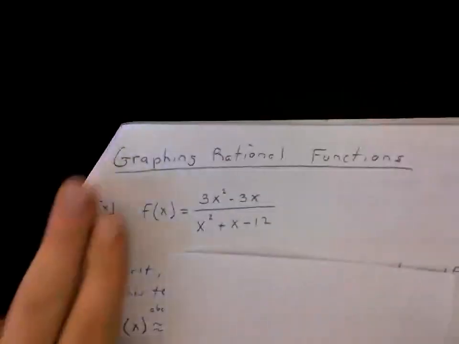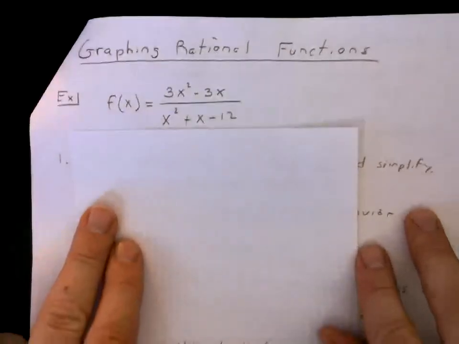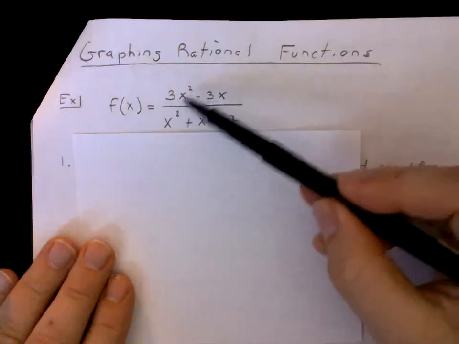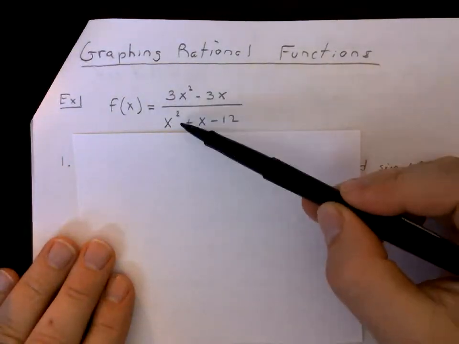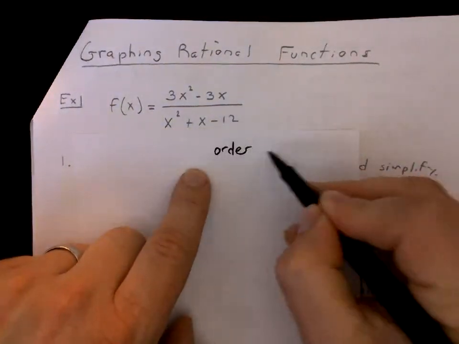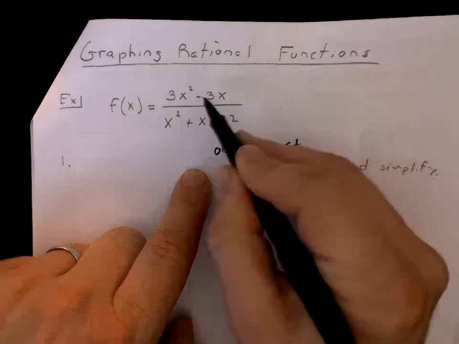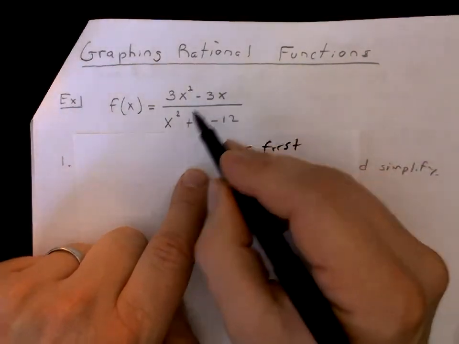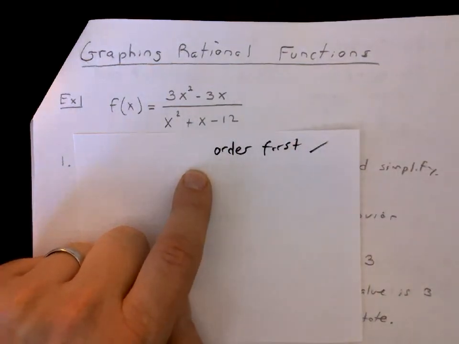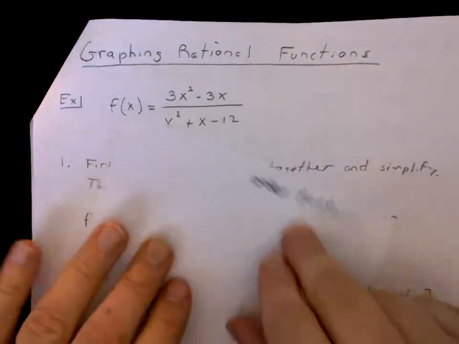So let's look at our progress. Let's look at one here. Graph the rational functions. Let's go ahead and graph this one. We have a rational function, look at the numerator and the denominator. It's all in order. Remember, we always try to find the order first. That means it follows x^2, x^1, x^2, x^1, 0. So order first, check. Then we're going to follow the steps.